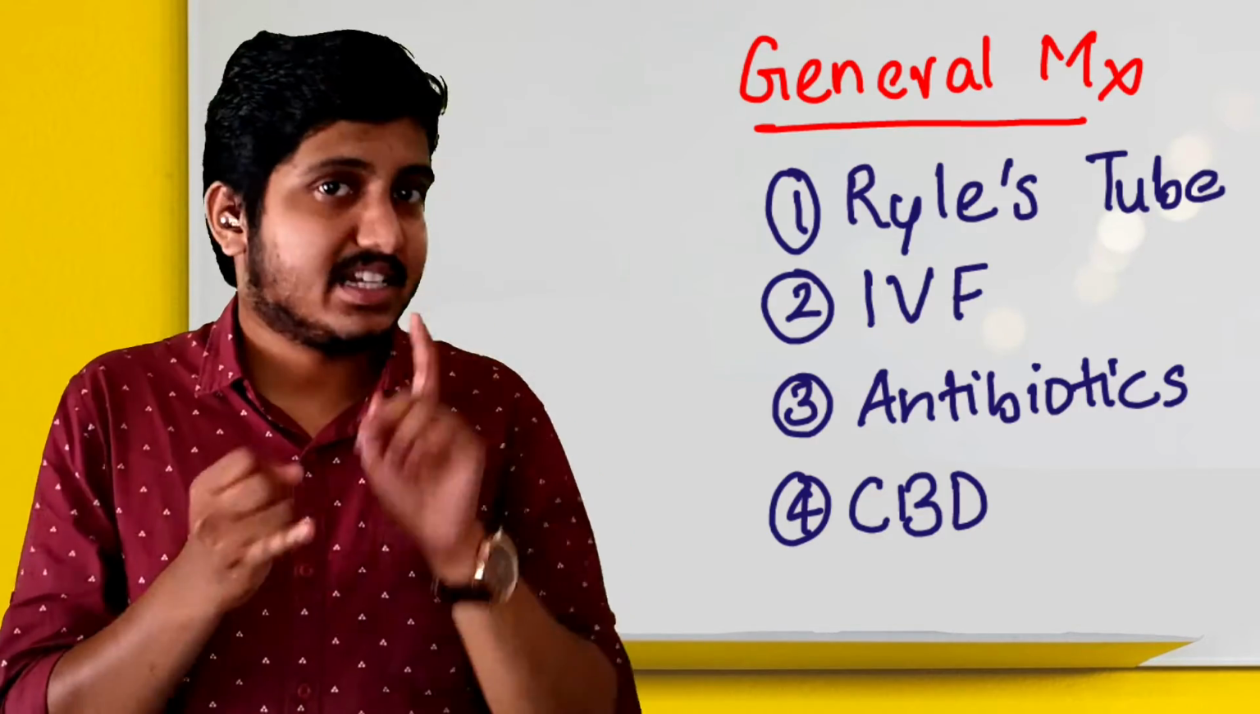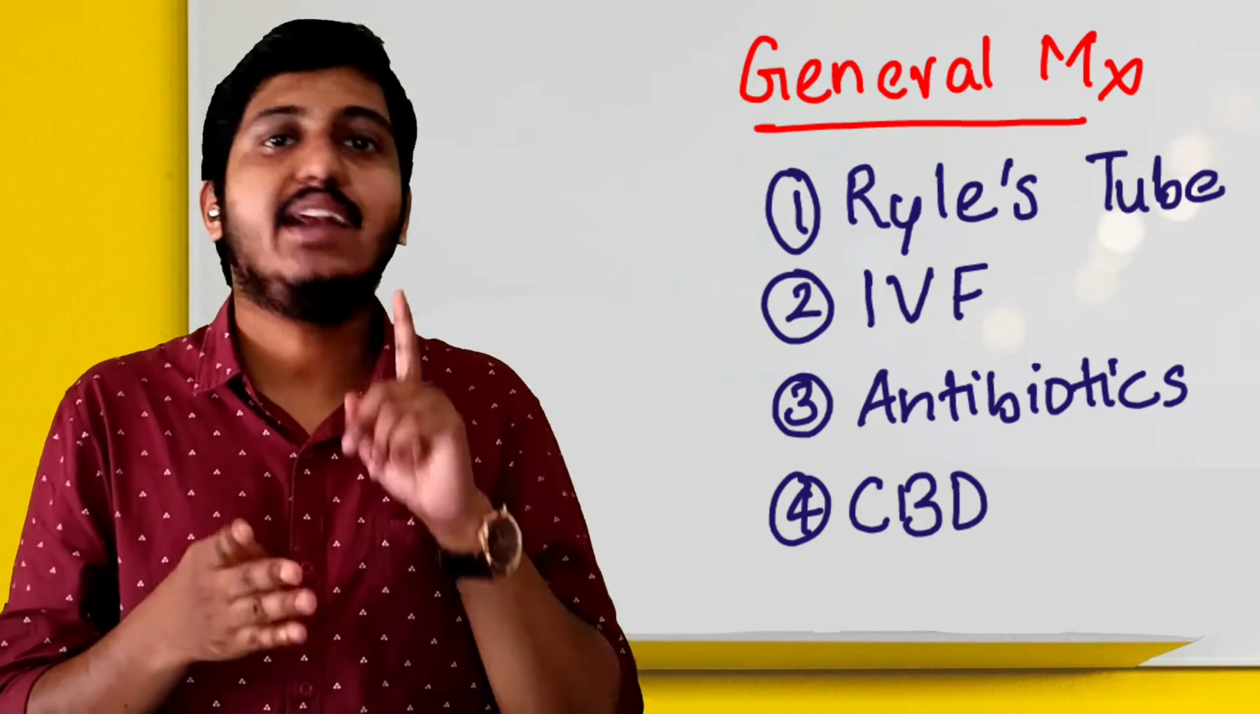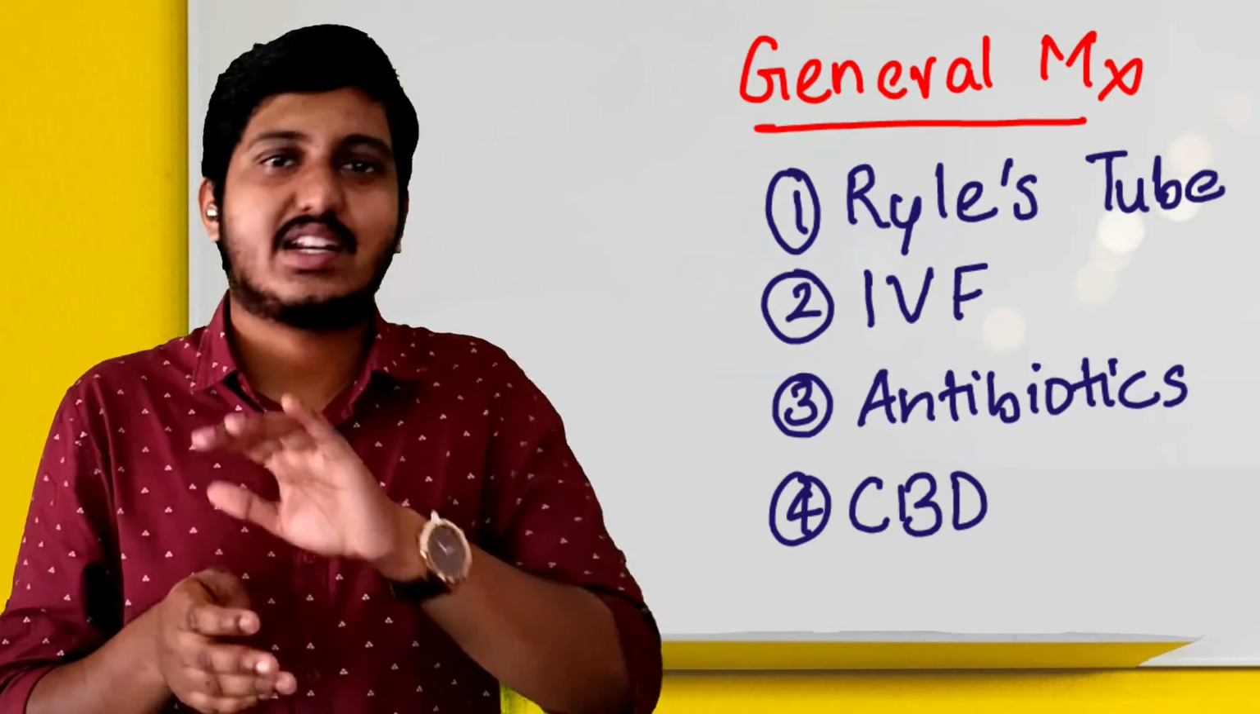Now comes the management. How will you manage such cases of intussusception? Firstly, we have to give Ryle's tube aspiration. Then we have to give IV fluids, antibiotics, and catheterization. That is the general management. Now comes the specific management.